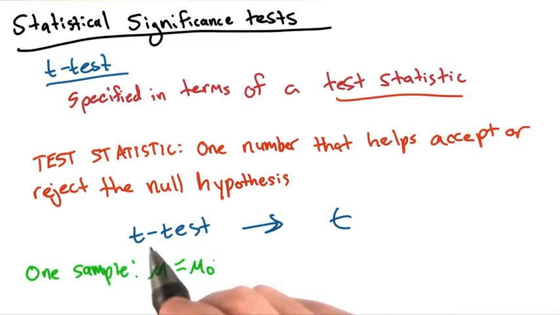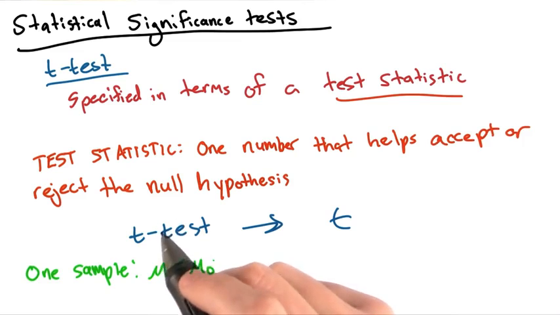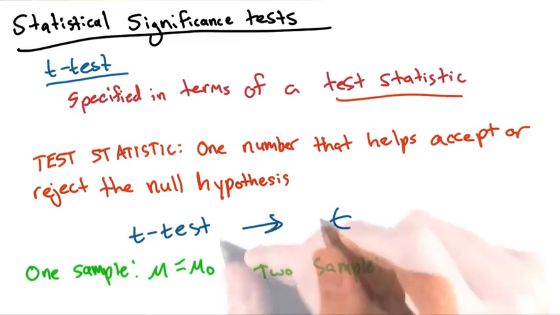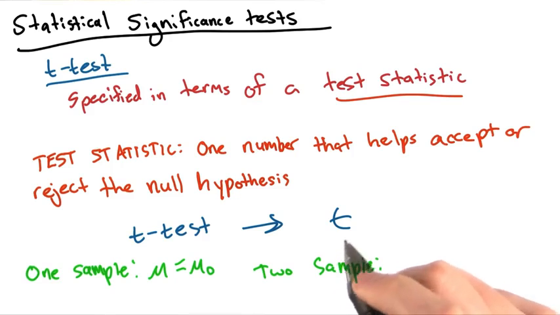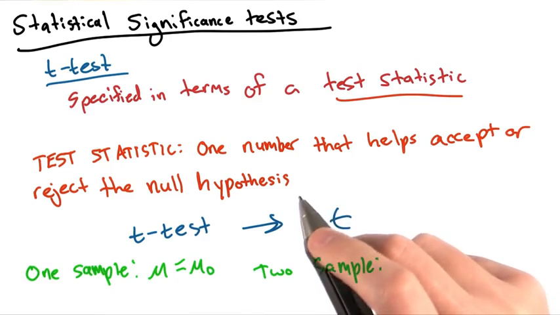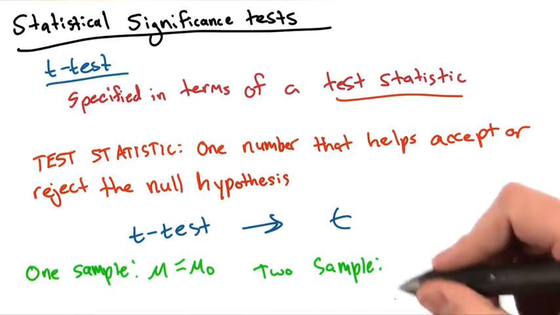In the case of a one-sample t-test, our null hypothesis would be that the population mean, mu, is equal to our sample mean, mu naught. In the two-sample case, which we'll be more concerned about for the purposes of our example, the null hypothesis would be that our two population means, mu naught and mu1, are equal.